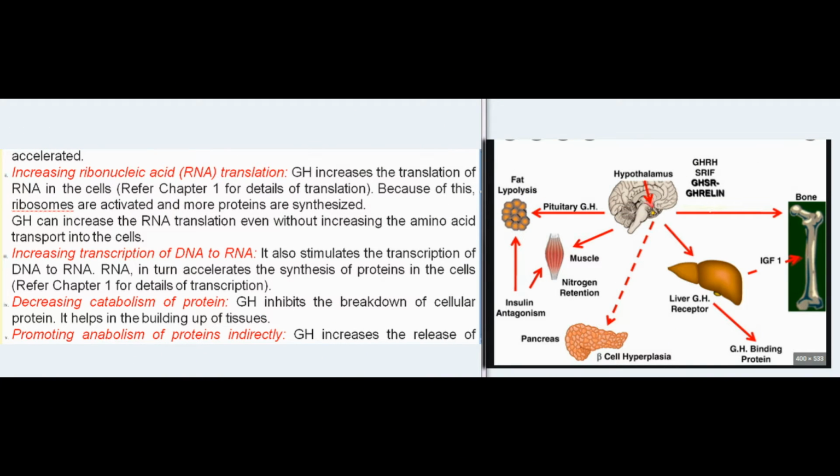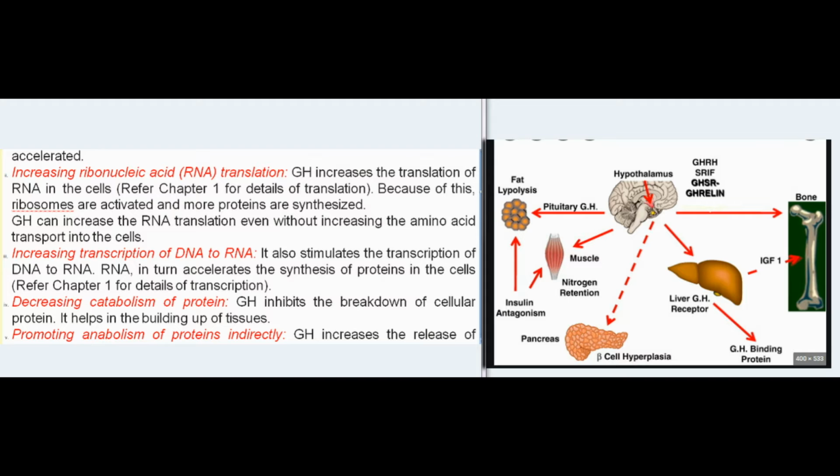Increasing ribonucleic acid, RNA, translation. GH increases the translation of RNA in the cells, refer Chapter 1 for details of translation. Because of this, ribosomes are activated and more proteins are synthesized. GH can increase the RNA translation even without increasing the amino acid transport into the cells. Increasing transcription of DNA to RNA. It also stimulates the transcription of DNA to RNA. RNA, in turn, accelerates the synthesis of proteins in the cells. Refer Chapter 1 for details of transcription.